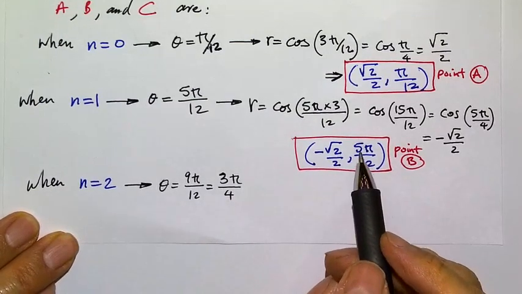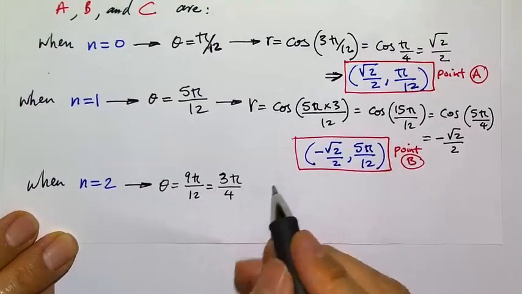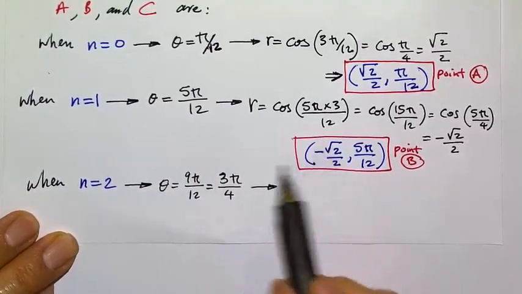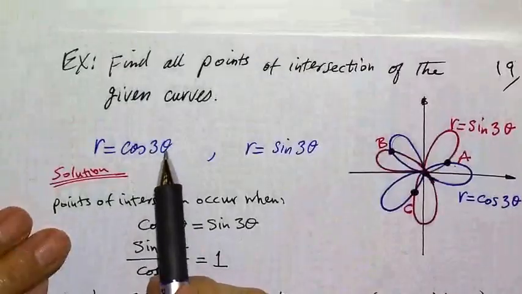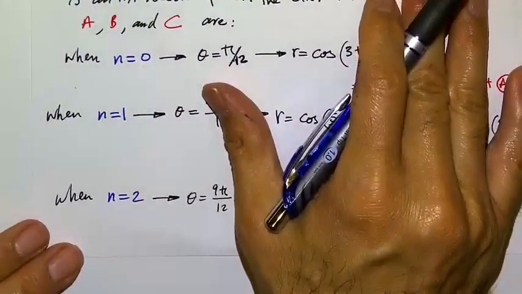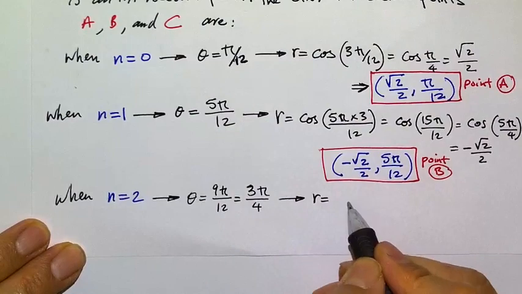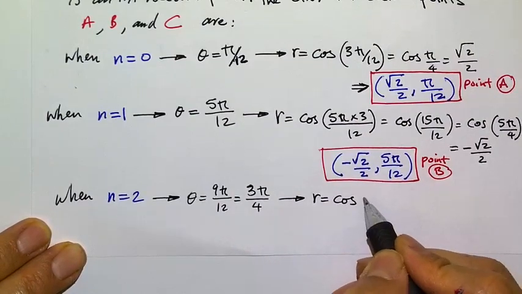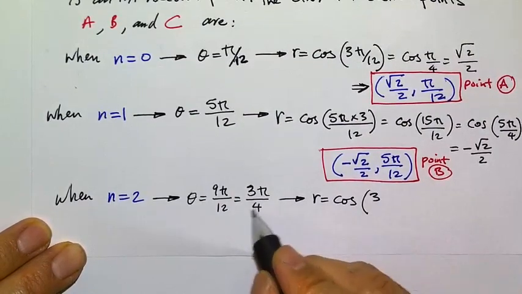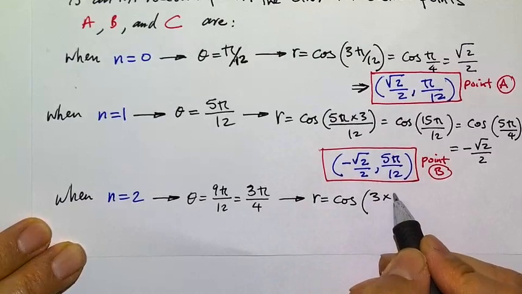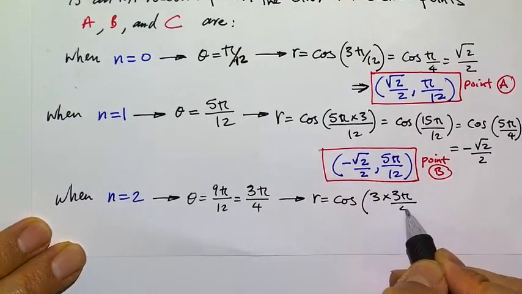Okay, so now, since the curve is 3 theta, then I will say r equals cosine of 3 times theta, right? 3 times 3 pi over 4.